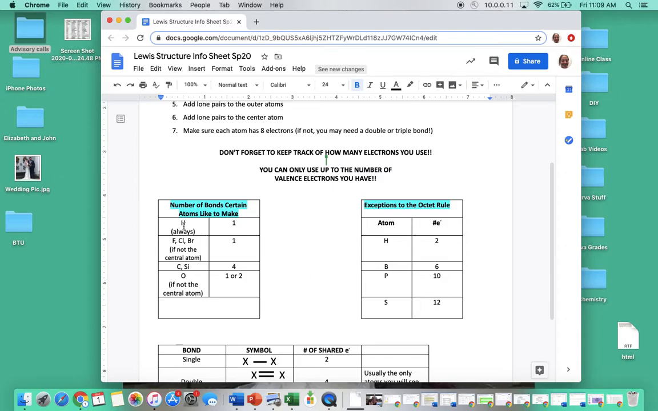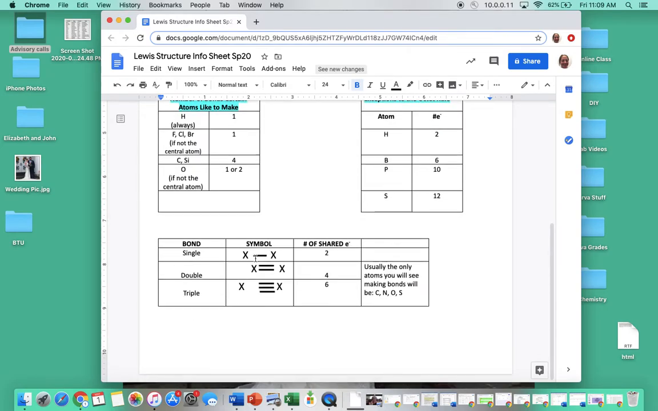So hydrogen will always only make 1 bond, something to keep in mind. Fluorine, chlorine, or bromine, if it's not the central atom, will only have 1 bond attached to it. Carbon and silicon, they can have 4 bonds coming from it, and oxygen, if it's not the central atom, can have 1 or 2.